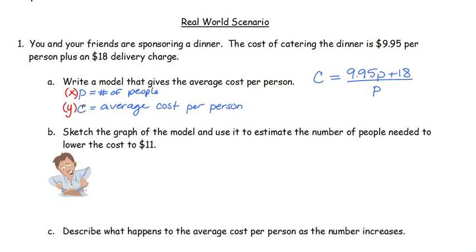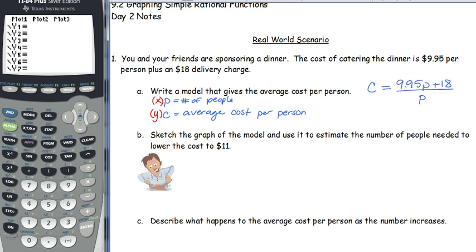Sketch the graph of the model and use it to estimate the number of people needed to lower the cost to $11 per person. So if you don't have your calculator out, go ahead and get it out. We enter our equation in. Don't forget that when you enter the equation in, we have to put those parentheses around the numerator. So we've got (9.95x plus 18), close that parenthesis, divided by x.